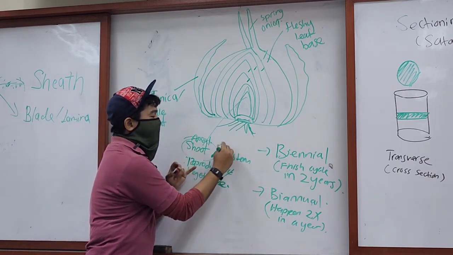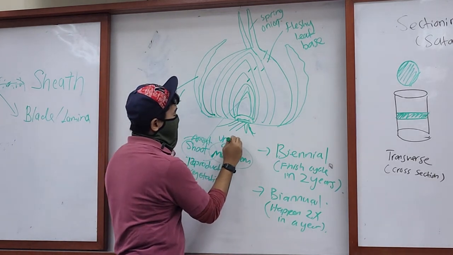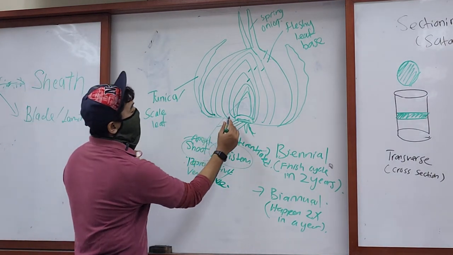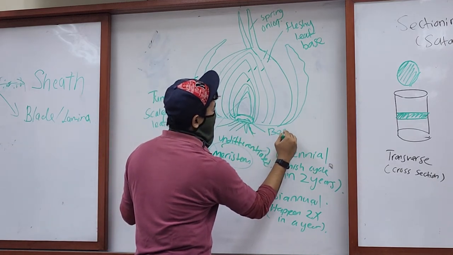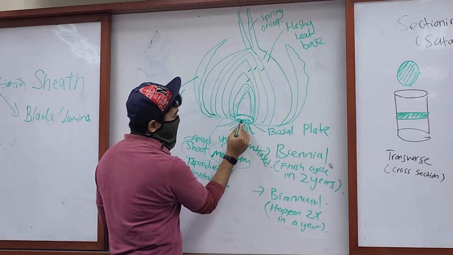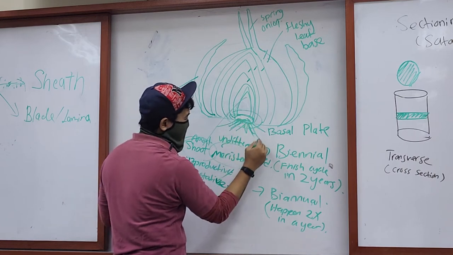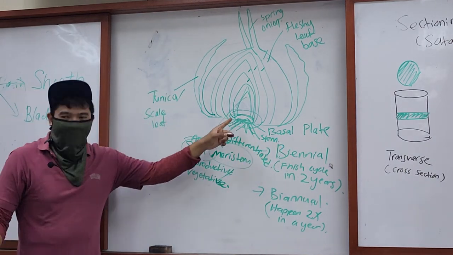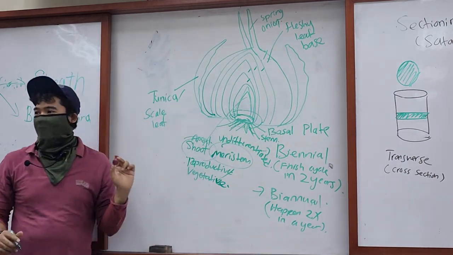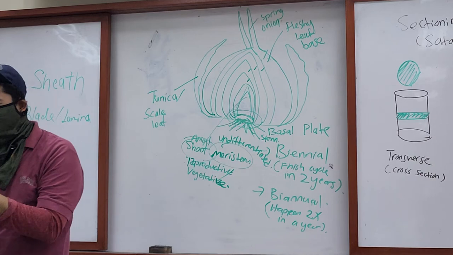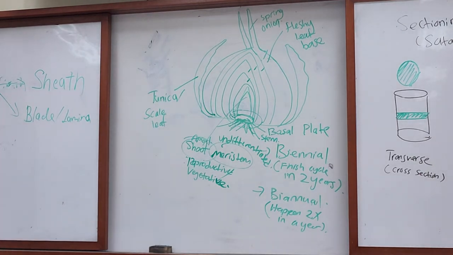Because the meristem is undifferentiated, it can be anything. And then at the base here, we call it the basal plate. And then there's just a small bump here before the root. Collectively, this is actually the stem. The rest of these are not stem; they are fleshy structures of the leaf base. The stem is actually just that, to the point you cannot even see it, and most of the time it's under the ground.